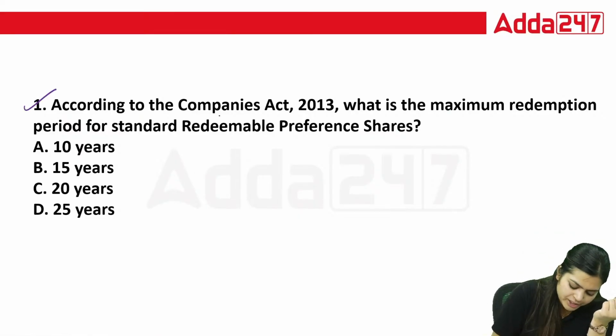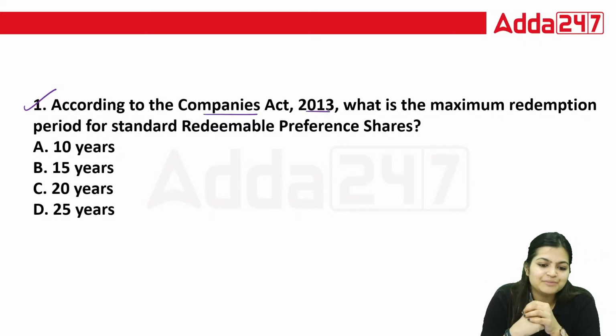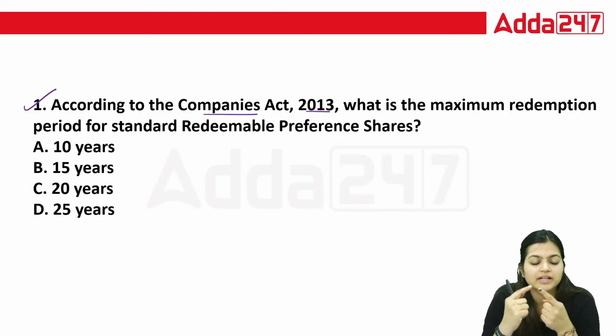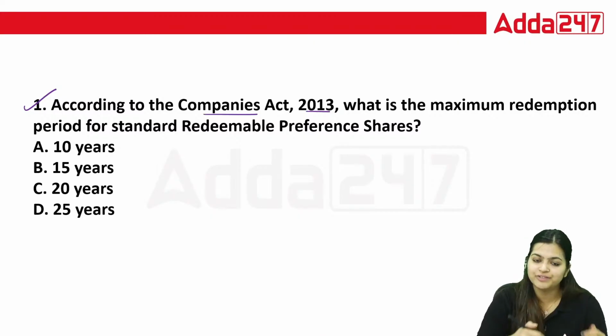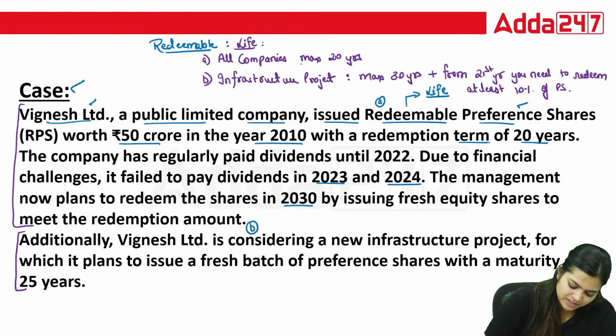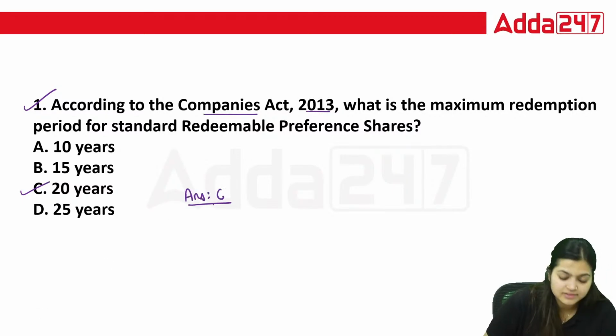First one, according to the Companies Act 2013, what is the maximum redemption period for standard redeemable preference shares? A, B, C, D. Normally, when you are issuing redeemable preference shares, what is the timeline? Just now we have seen that the max is 20 years. So here your correct answer is answer C.